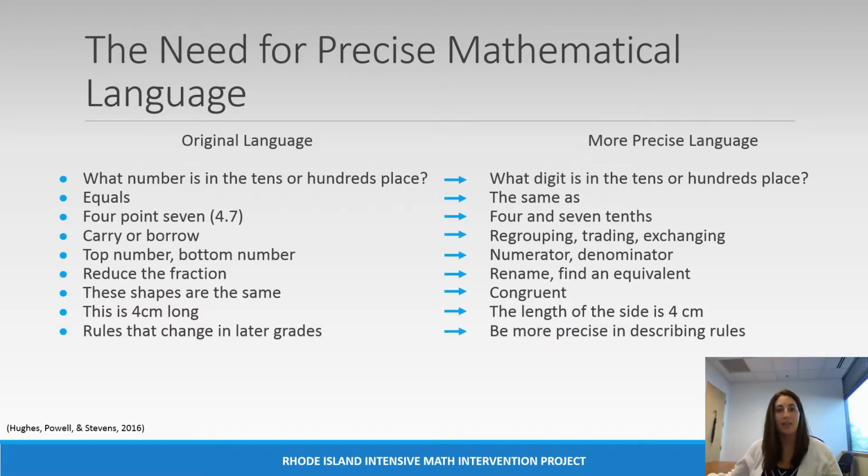And lastly, there are many rules that change in later grades. Examples include multiplying by two numbers always results in a larger number, or dividing two numbers always results in a smaller number. These rules will change when students are introduced to zero and negative numbers. Since these rules can cause confusion to students as they progress through schooling, we need to explain them accurately in earlier grades.